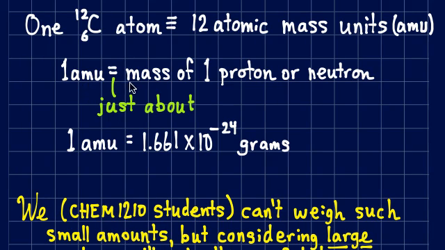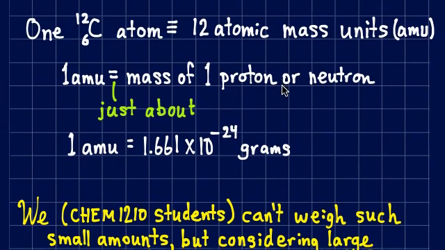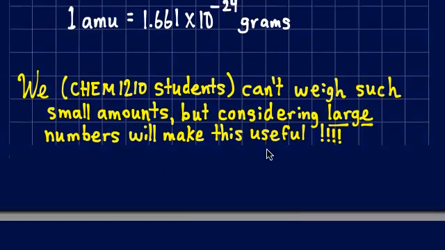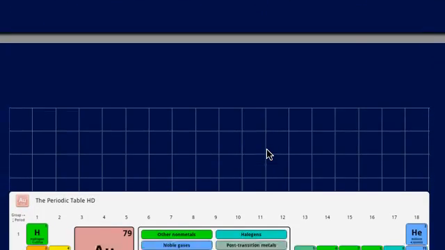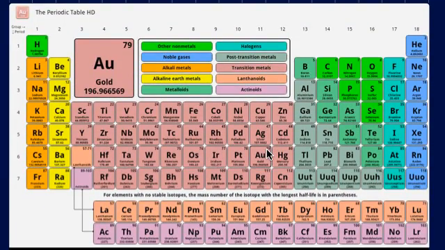One atomic mass unit is about the mass of one proton or neutron. Not exactly, but very close. So we can't weigh such small amounts, but by considering this huge number, the mole number, we can actually count by weighing. Your typical periodic table has 2 numbers, and if you're lucky, a name. You should memorize the important ones like iron, chromium, vanadium, zinc, hydrogen, sodium, potassium, calcium.